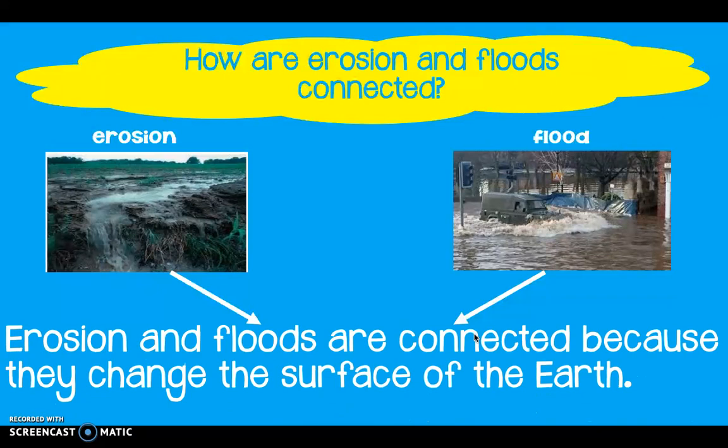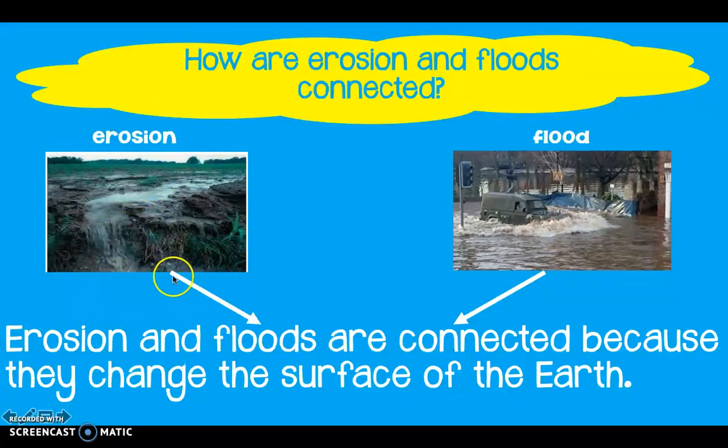Hopefully you said that erosion and floods are connected because they change the surface of the earth. Now tell your partner, how does erosion change the surface of the earth? Is it a fast change or a slow change? And do the same thing for a flood. Hit play when you're ready.